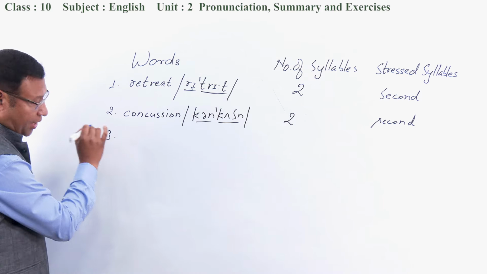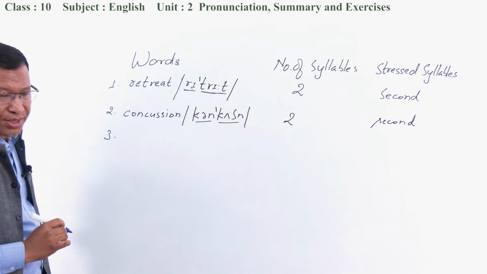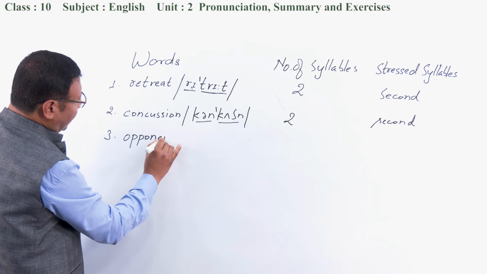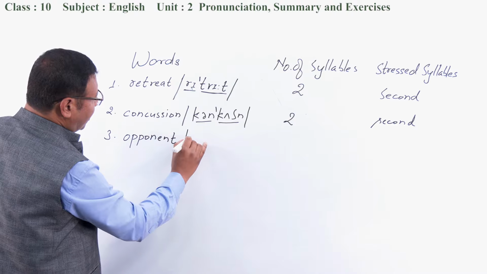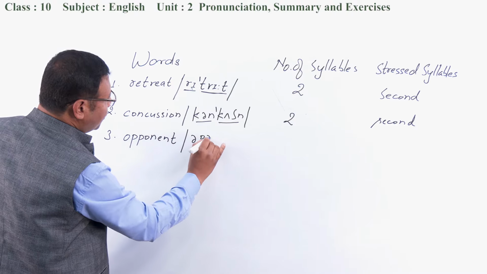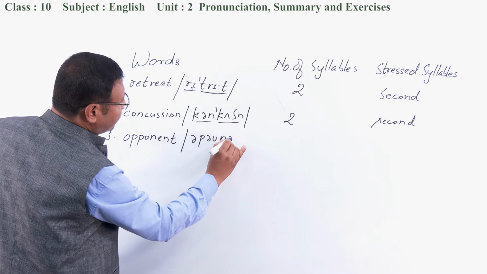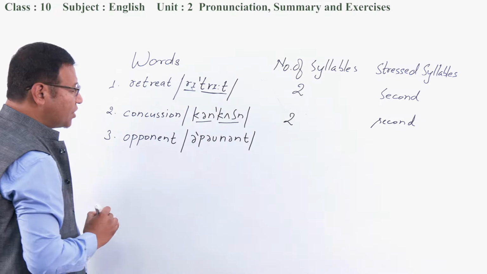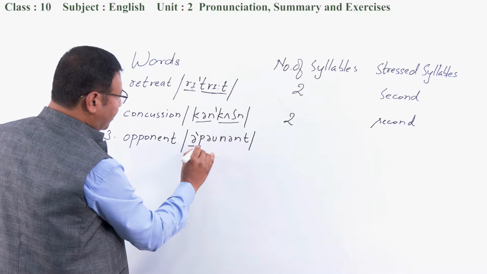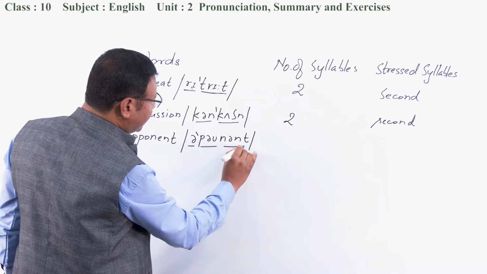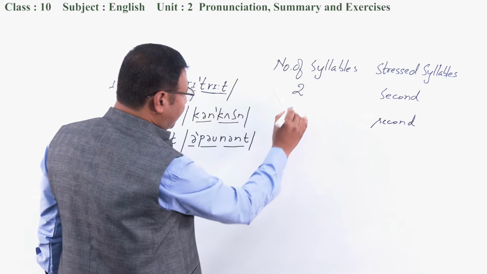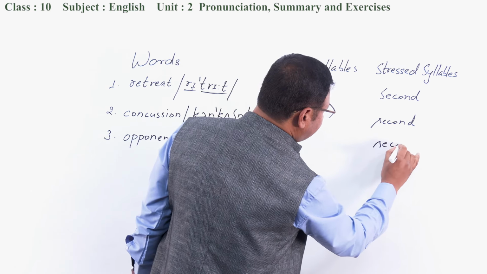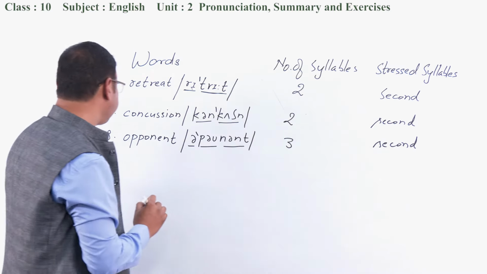So number three is opponent, O-P-P-O-N-E-N-T, but we write opponent. So stress is in the second syllable. So then po and nant. So opponent, how many syllables? There are three syllables, and the stress lies on the second, right?